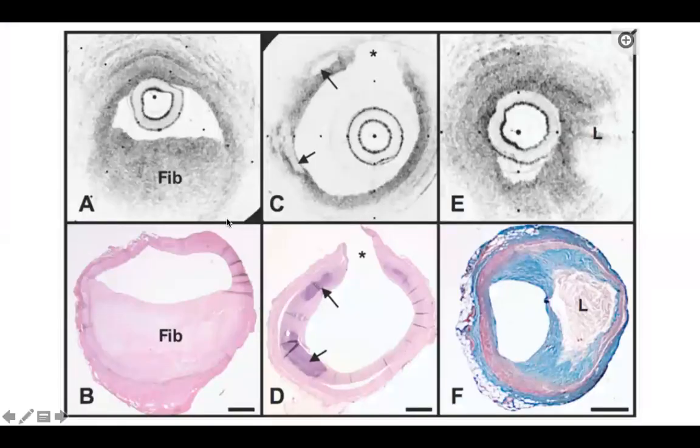We have three types of atherosclerotic plaques. We have one that is predominantly fibrous, made of fibrous tissue, and we call it the fibrotic plaque. And we have a calcific plaque. This is calcium in the vessel wall, and this is a calcific plaque.